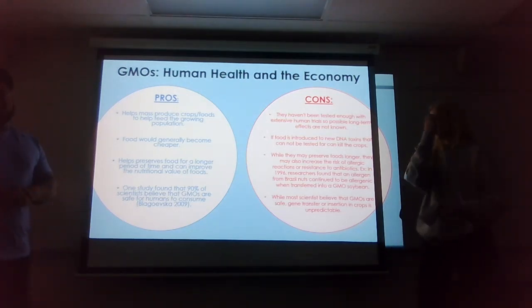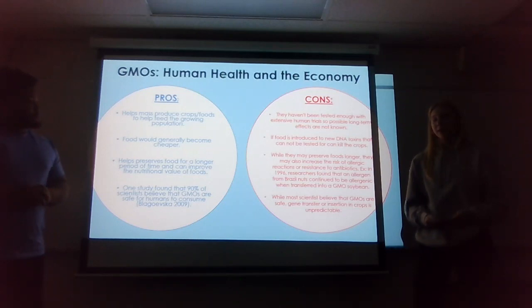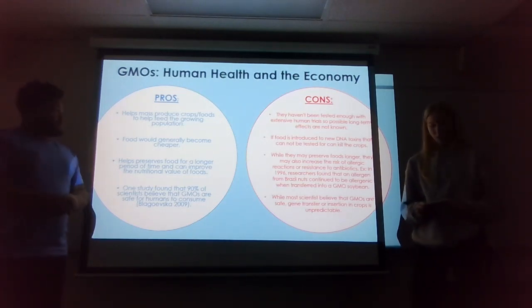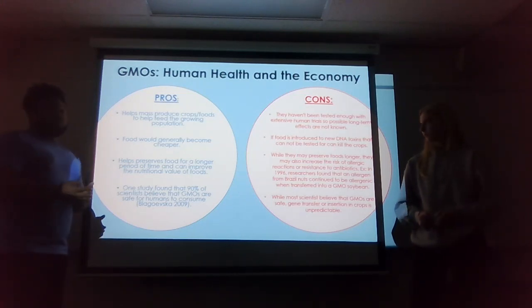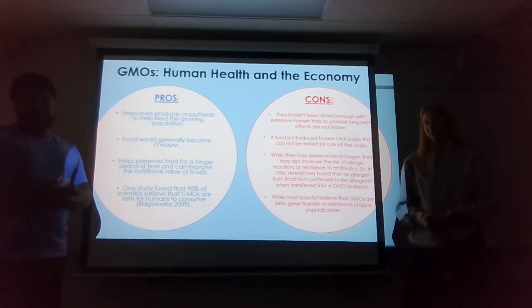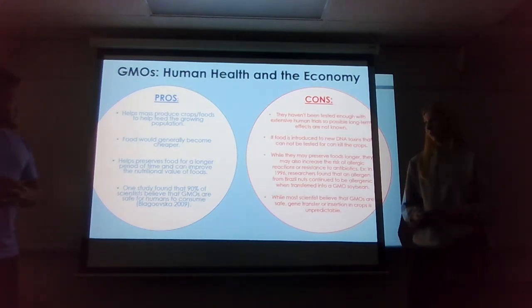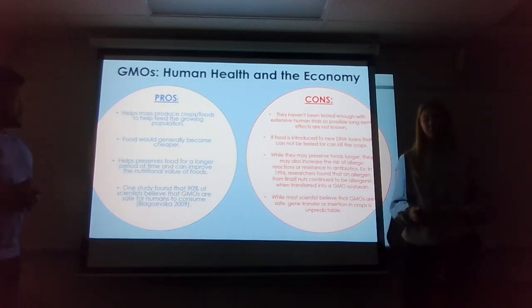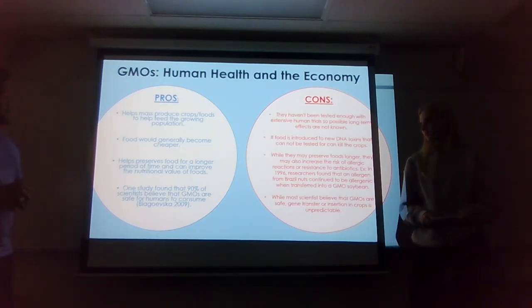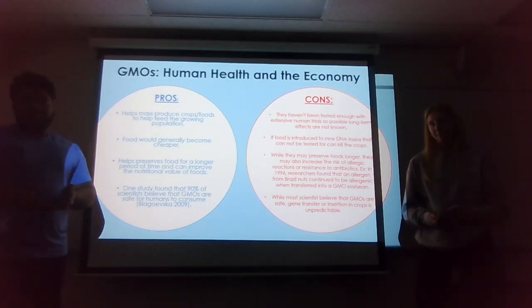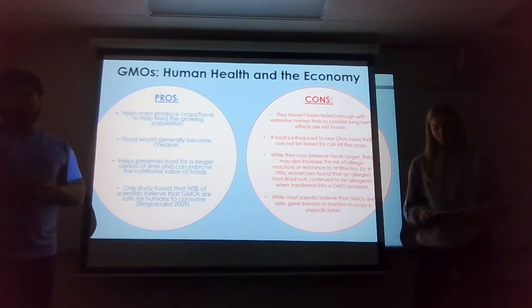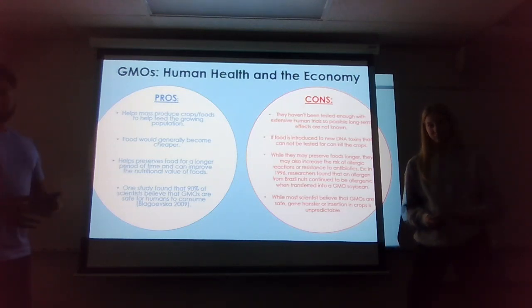So some pros from GMOs regarding human health and the economy are that it helps make mass-produced crops to help feed the growing population. The only thing about that is with GMOs that they have not been tested enough with extensive human trials, so they don't take into effect long-term issues. Another pro would be that food would become cheaper because it is being mass-produced. Yes, food may be cheaper, but at the same time, new toxins can be found and released into the crops or growing sites, which would then kill off crops that we need.